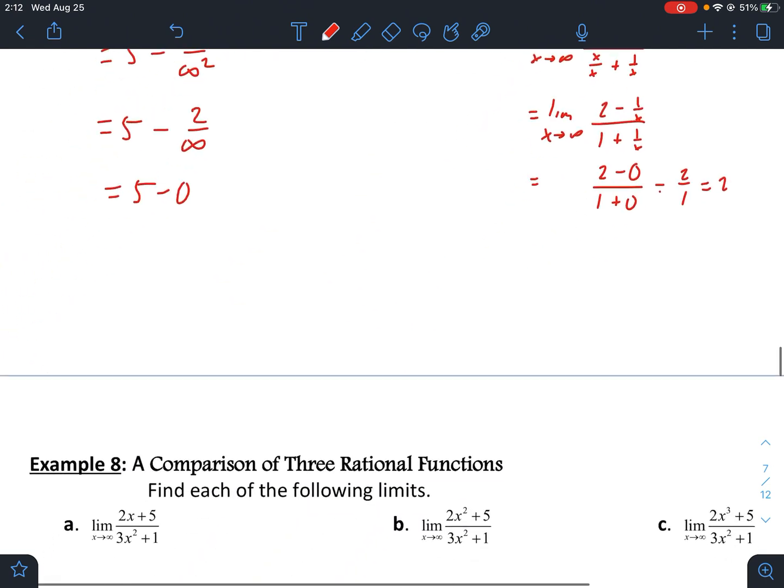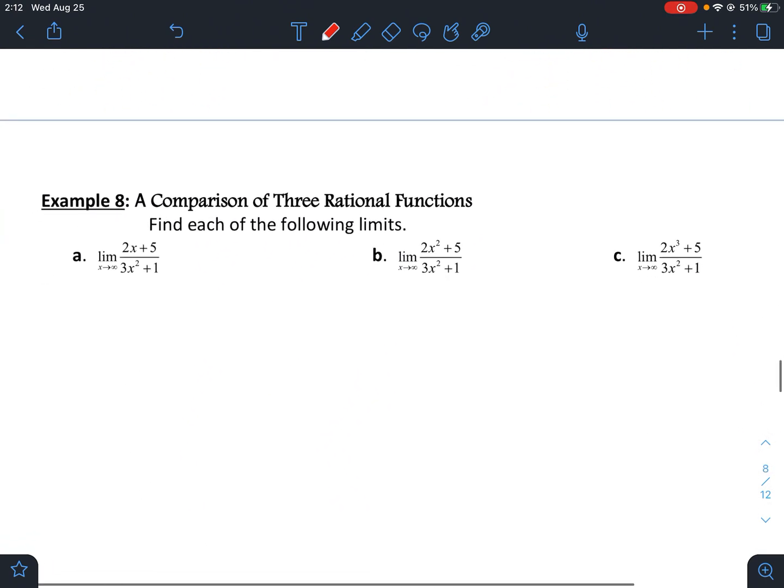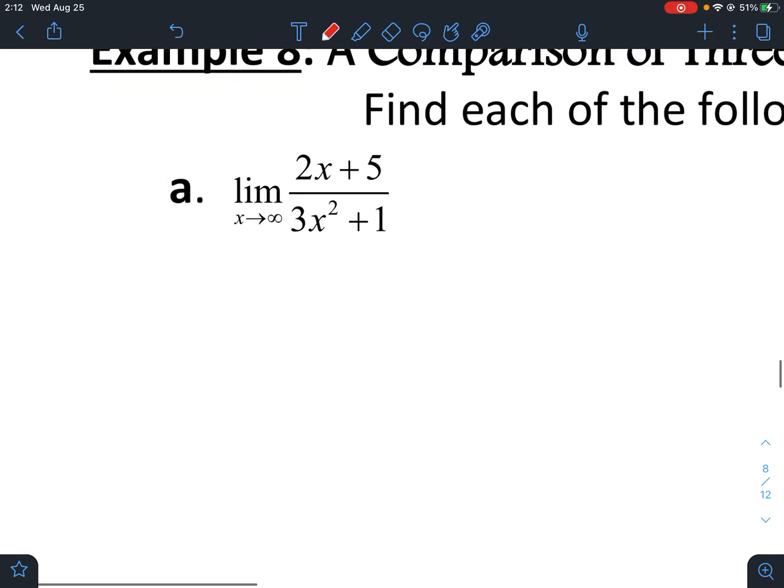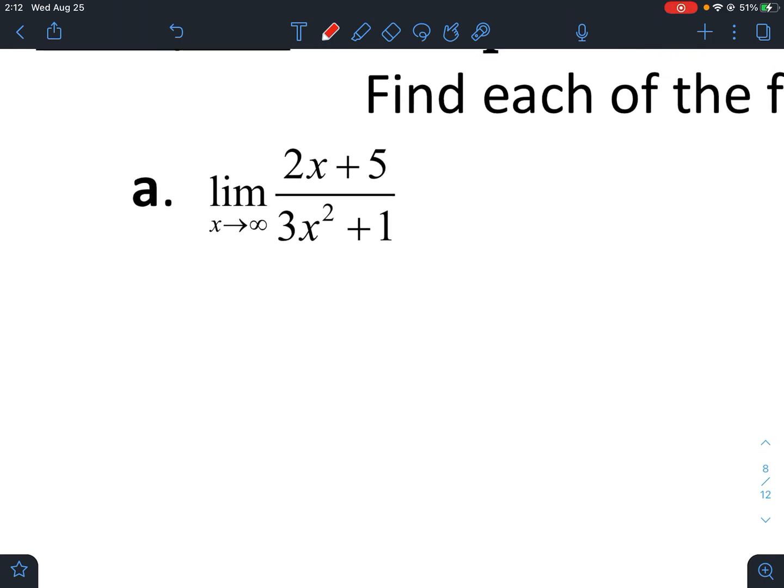So example 8, we have 3 rational functions here. And they all look very similar with one small change. The power in the numerator changes. All right, so we're going to do all 3 of these in the same manner, and we're going to see what we get back. If we want to put infinity in, we can't because we'll get infinity over infinity. So we'll need to divide all of these by the highest power in the denominator, which is x squared.